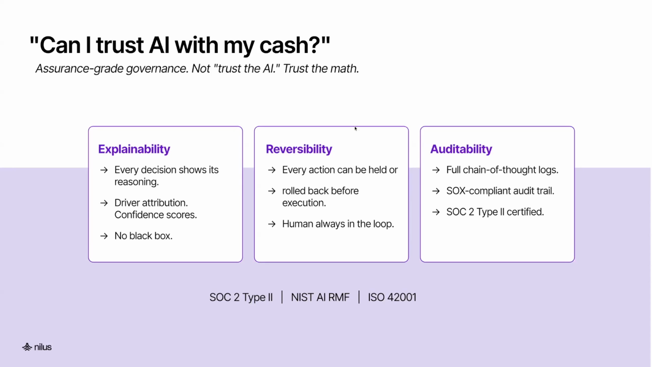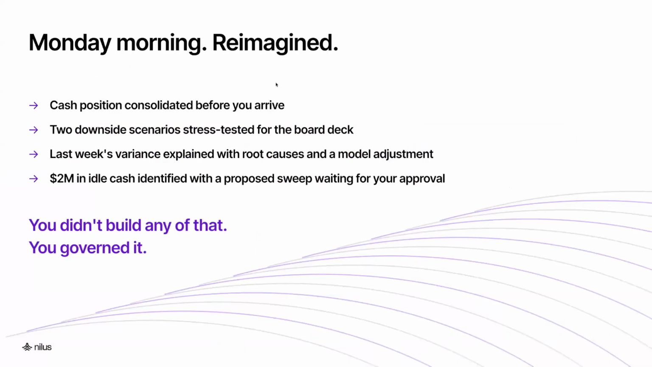You've seen Moshe talk about this and seen some of it live, but this is how we built Nilus from day one: SOC 2 Type 2, NIST AI RMF, ISO, etc. But more importantly, the human in the loop is non-negotiable. Someone asked a question about letting an agent move money or submit payments. The short answer is you set the policy, the agent operates within it, and nothing executes without your approval. So you don't trust the AI, so to speak, you trust the math, and you can see the math. Anything you would add to that, Moshe?